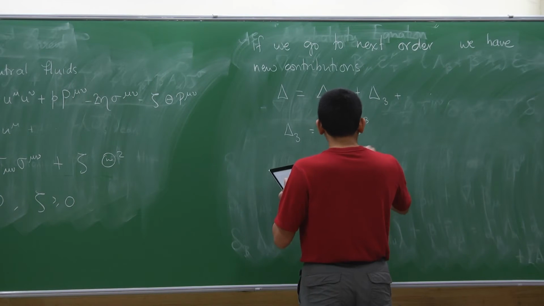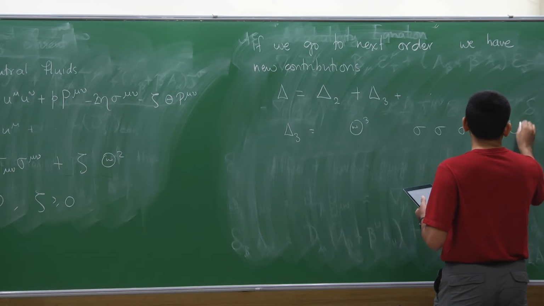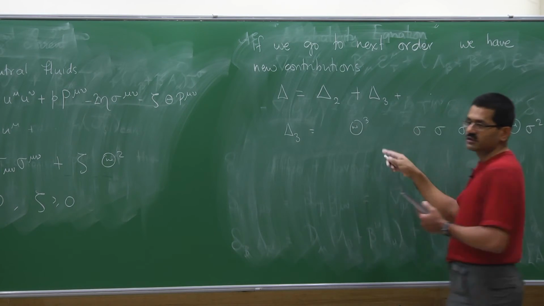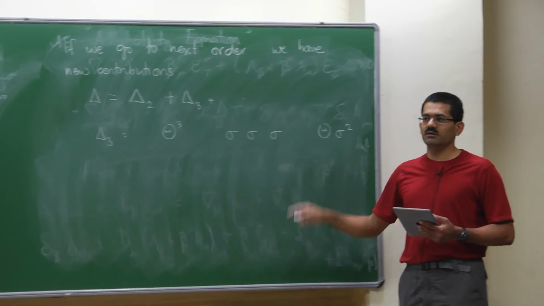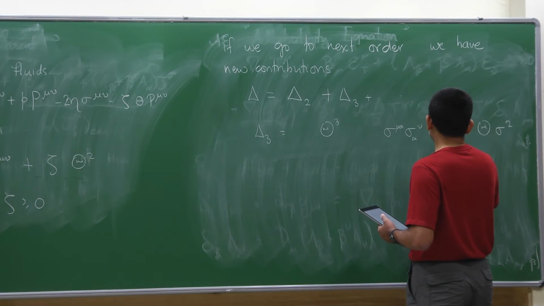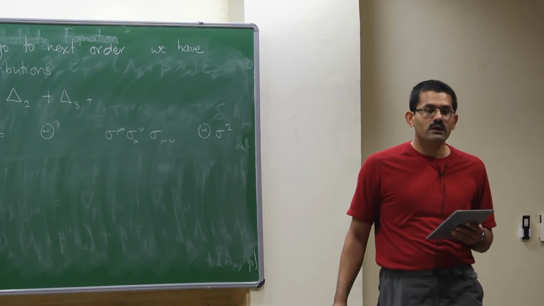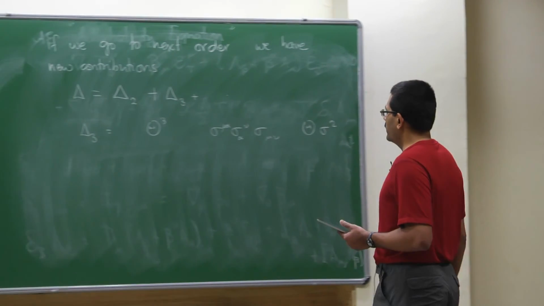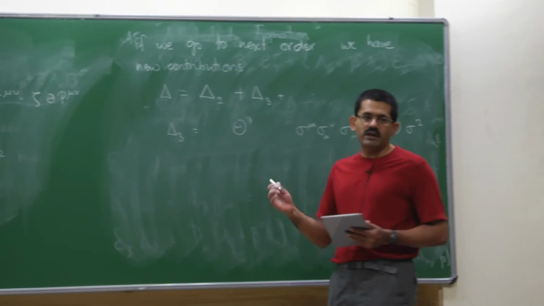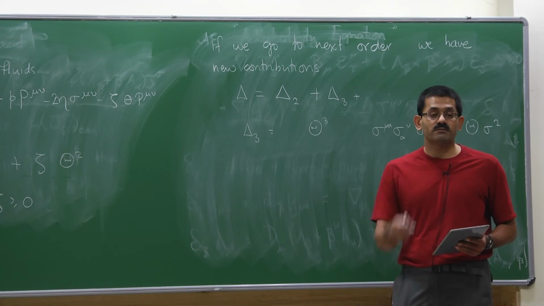There is a theta cube term, there is a sigma sigma sigma term, there is a theta sigma sigma term. Let me write it like this. This is just cross contraction to give a scalar. But something nice happens here. See, hydrodynamics is the gradient expansion. So 2 derivatives are always.